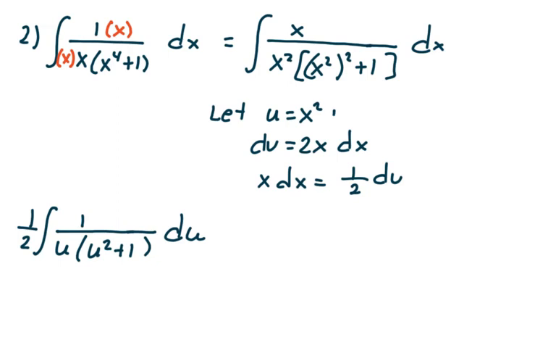So I'm going to let u equal x squared. du is 2x dx. x dx is 1/2 du. And so the integral of x over x squared times the quantity (x to the 4th plus 1) dx becomes 1/2 the integral of 1 over u times (u squared plus 1) du. And so this is a perfect problem to do by partial fraction decomposition.